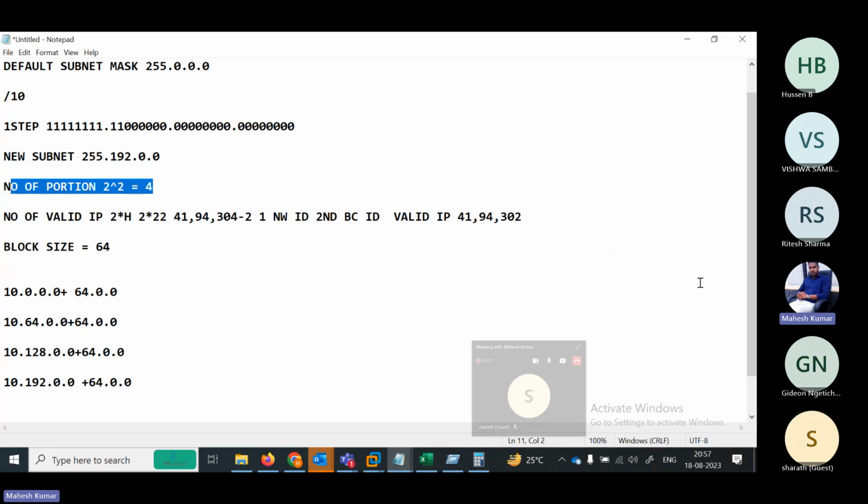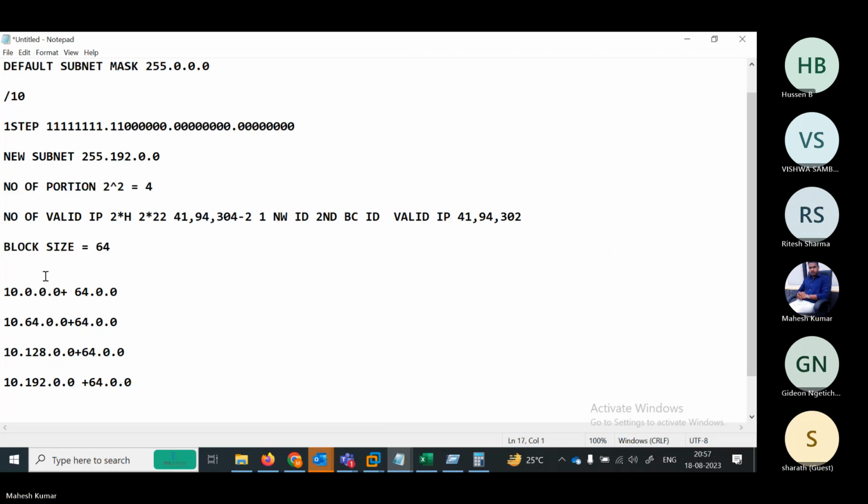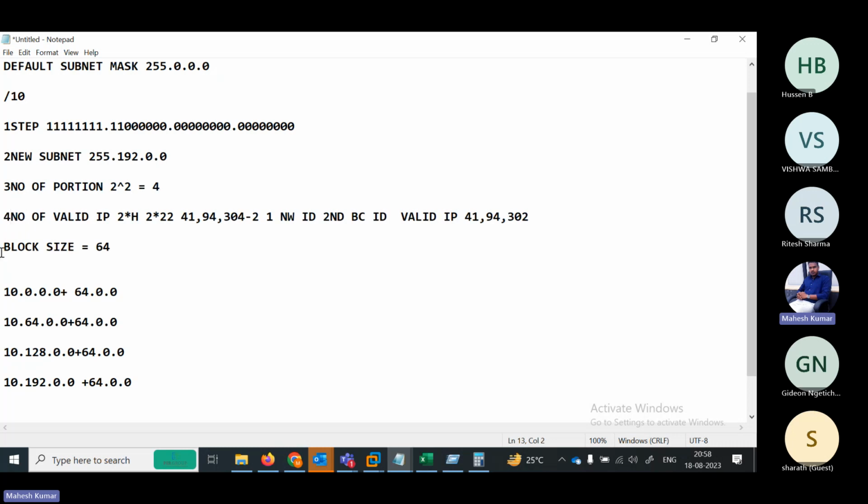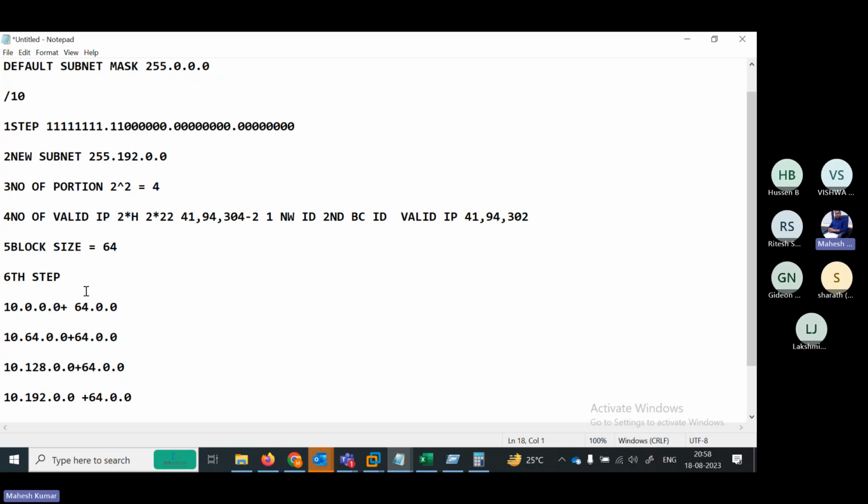So this is our 64. Now, how many steps did we do? First step, second step, third step, and this is our fourth, the number of valid hosts. This is our fifth step, and this will be our sixth step. So in total we have six steps to do here. In this, what will be our network ID? Network ID, then the broadcast ID, and after that the valid IPs. These are the things we need to do.